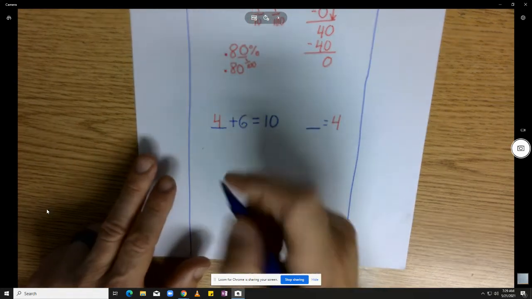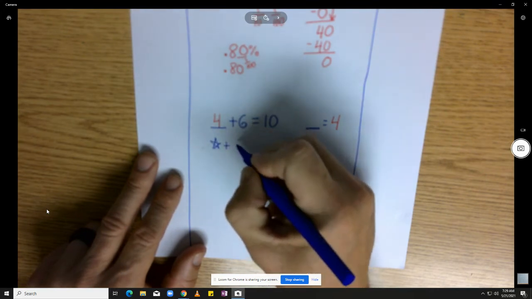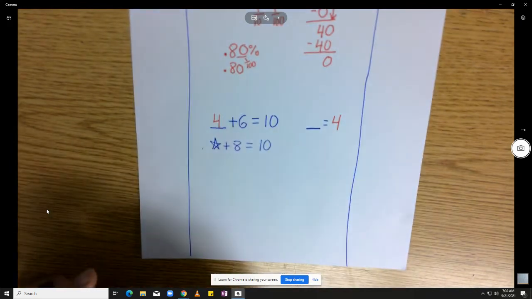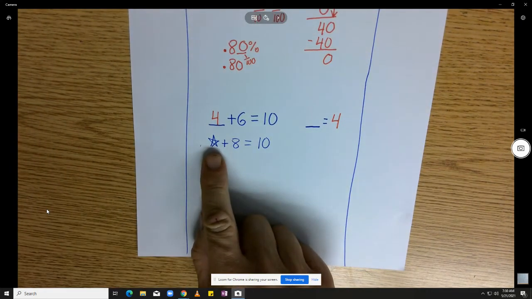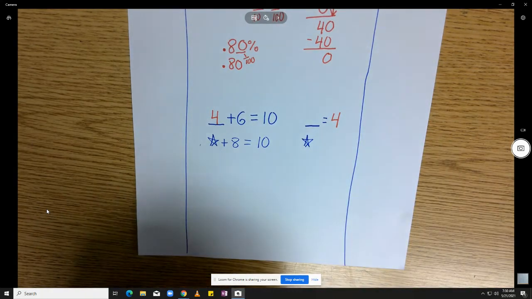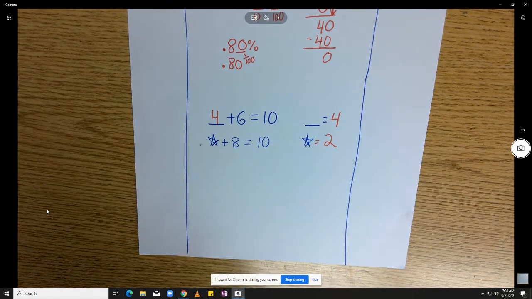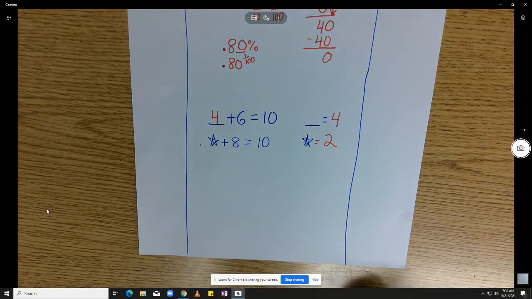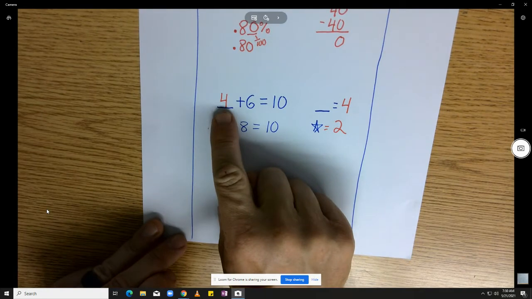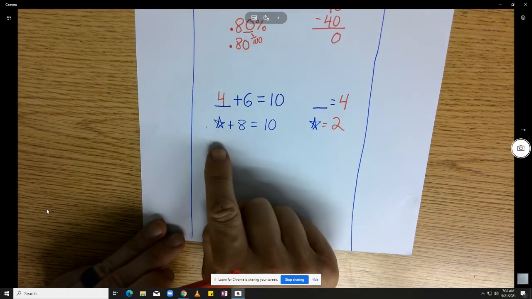Then in another grade, we could go like this. What if I did star plus 8 equals 10? What would the star equal? The star would equal 2. Now, when you get to middle school, instead of using a blank or instead of using a symbol, they just use a letter. Okay, that's what mathematicians have agreed on.